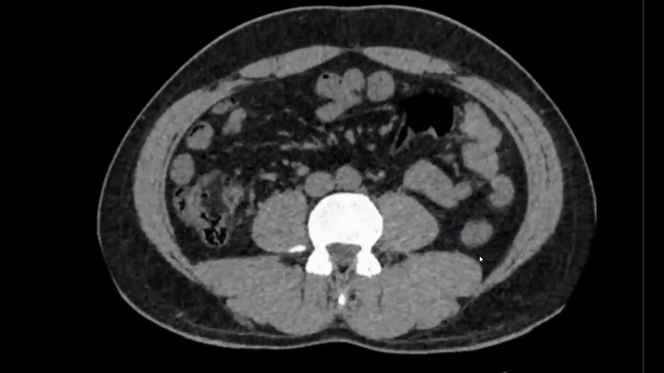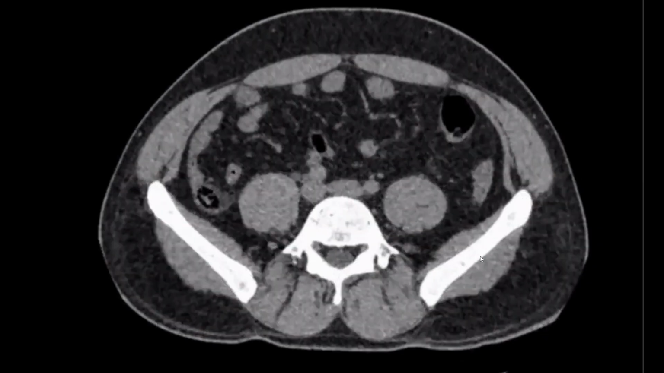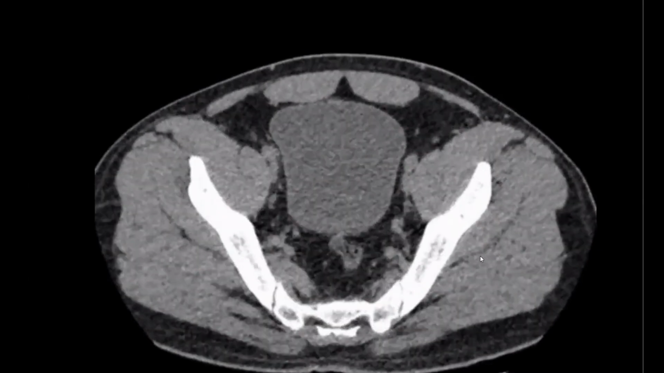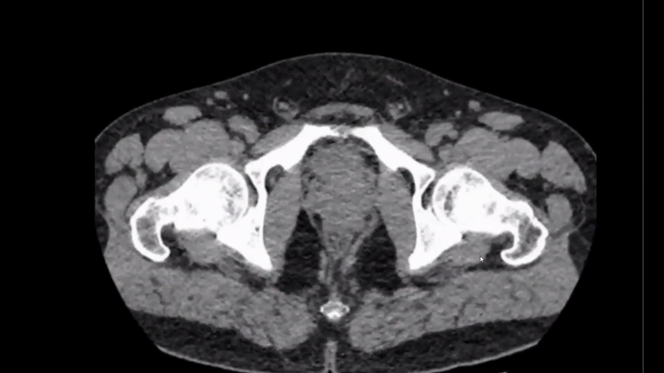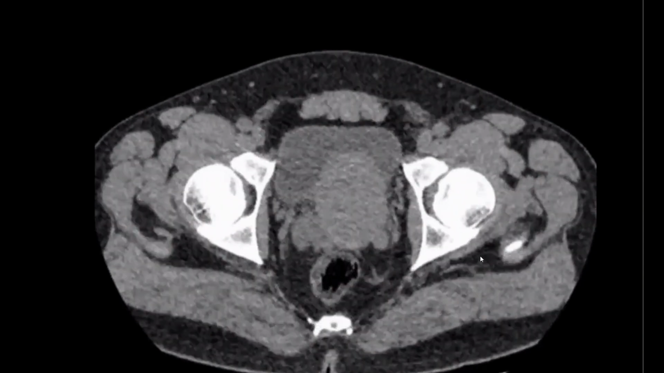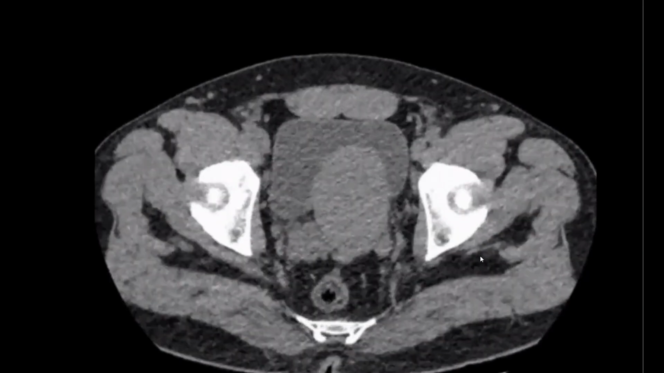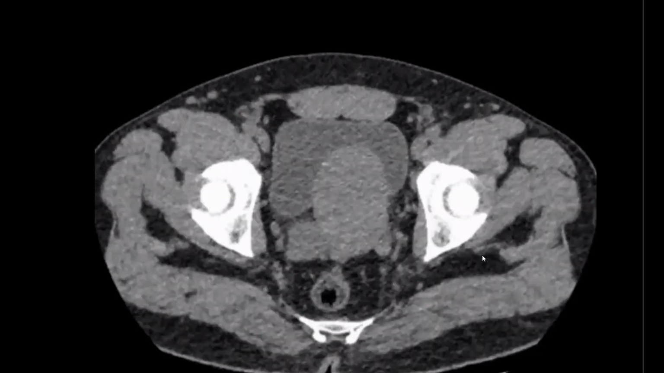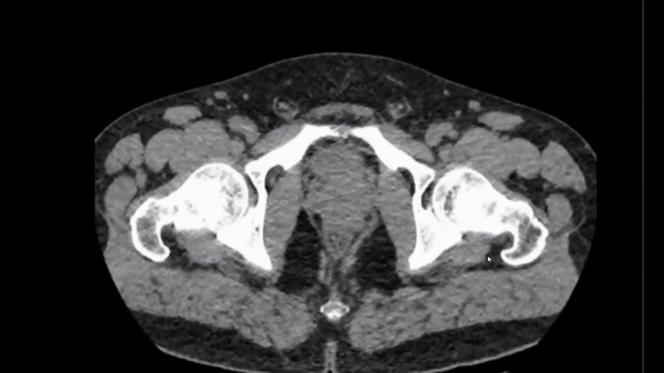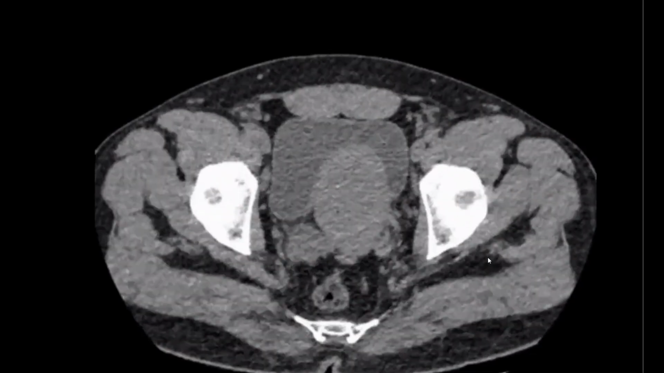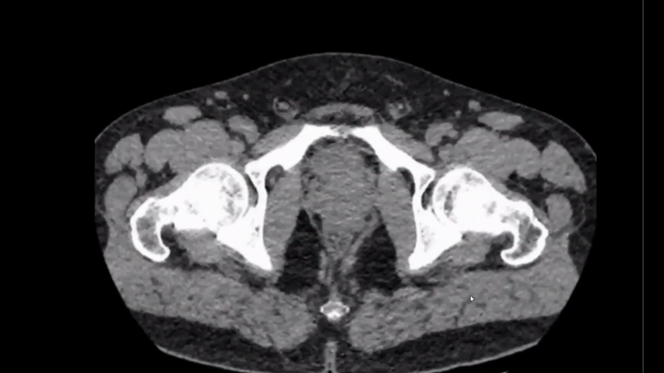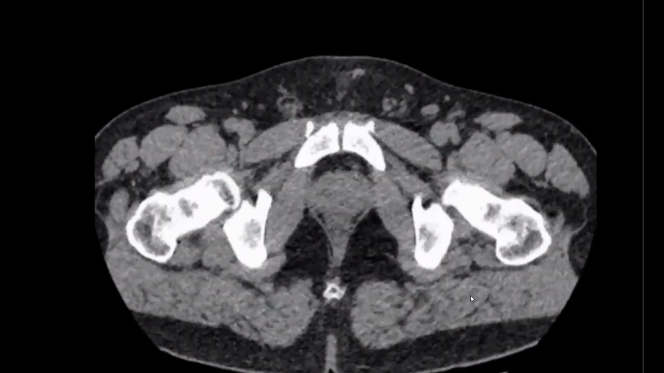I can see that there is some soft tissue opacity seen posterior to the urinary bladder on the right side. This structure, which is seen posterior to the urinary bladder, is likely related to the genitourinary tract, and the patient is male. Can I scroll down? Can we go more down, please? Just to see the genitalia and know the gender of the patient.